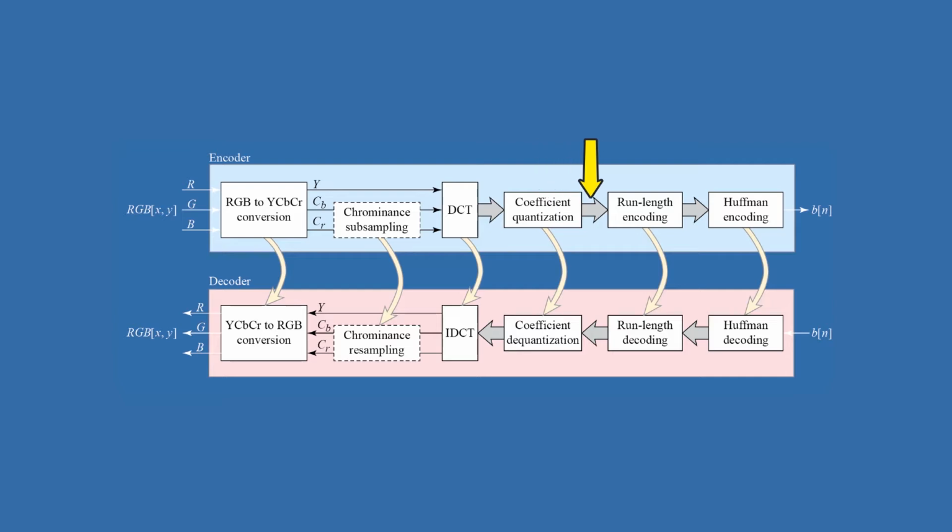The DC matrix components of these matrices are differentially encoded, the AC components are run length encoded, and all the data are then entropy coded using standard Huffman tables into a final compressed bit stream.